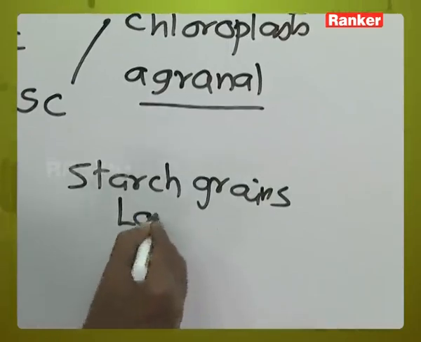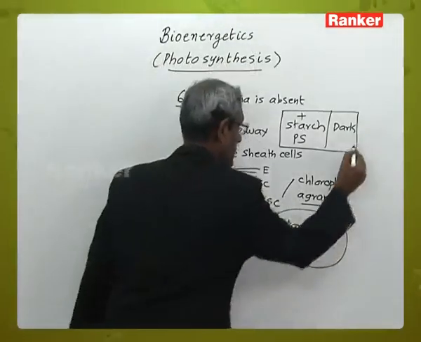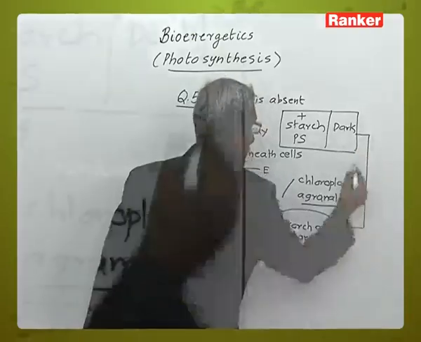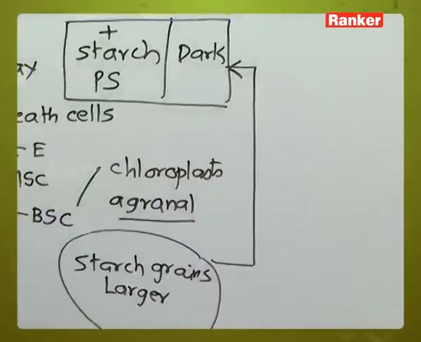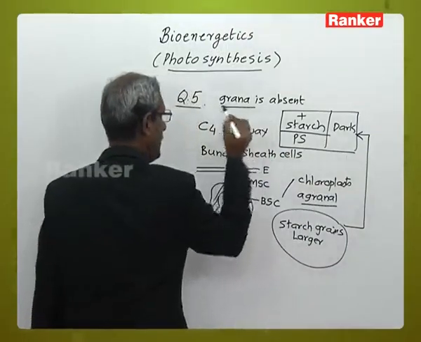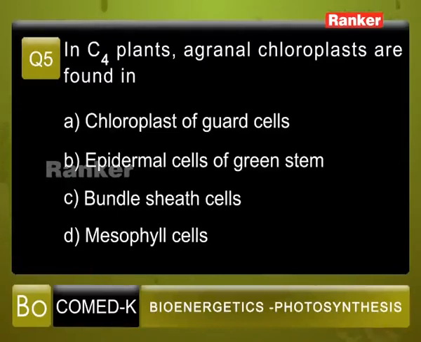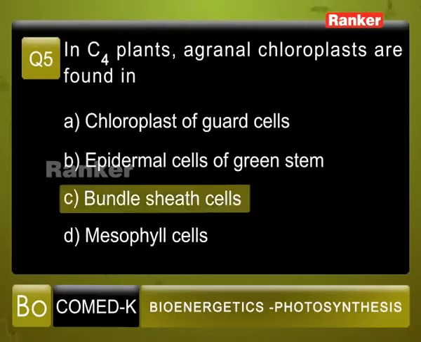which are larger. So, the presence of larger starch grains is attributed to the occurrence of dark reactions as well as high formation of starch, and again it is because of the agranal situation. Hence, for question number 5, the answer is C.